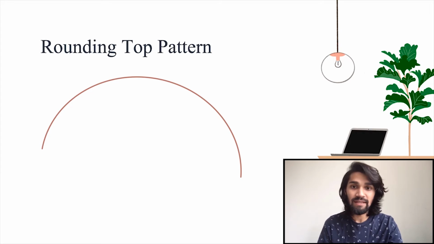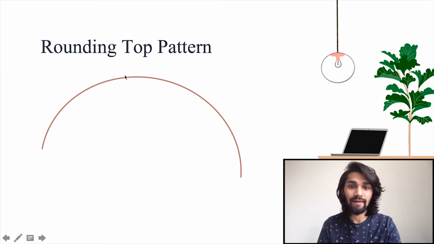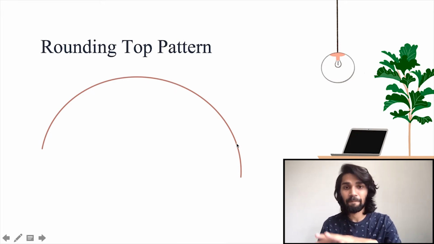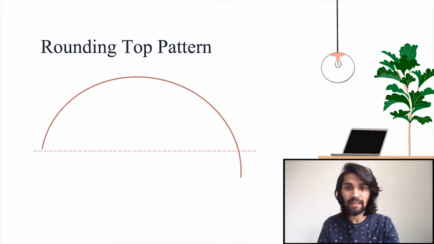If you can see here, a rounding top pattern occurs when the price is slowly moving upwards and then it starts coming down in a fashion that it starts looking like a semicircle, right? And when it breaks this line, as in the neckline, then you sell it here.